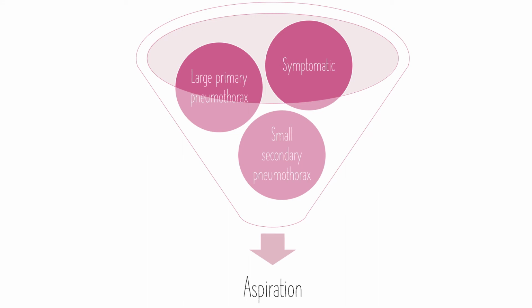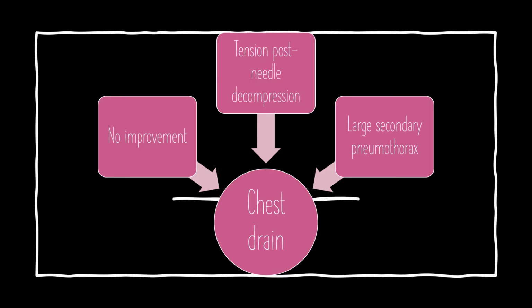In some cases, you may do an aspiration. For instance, if the patient is symptomatic, if there is a large primary pneumothorax, remember that means there is absence of underlying disease, or if there is a secondary pneumothorax, and that can be small in size. But if we have a small primary pneumothorax, we may not need to aspirate. In some cases, a chest drain is even necessary. For instance, if you have tried to aspirate the pneumothorax and there has been no improvement, you'd move on to this option. If there's a large secondary pneumothorax, you may also choose this, and this is required post-needle decompression for a tension pneumothorax.